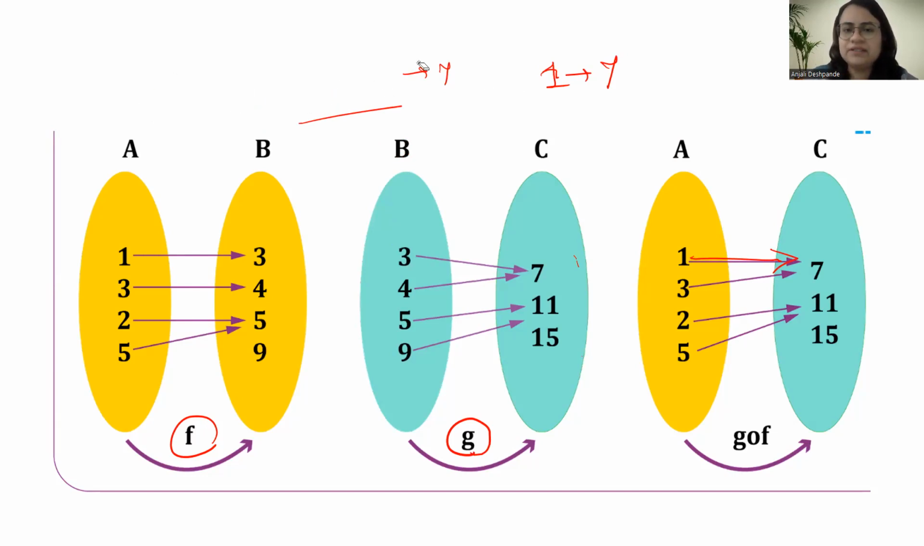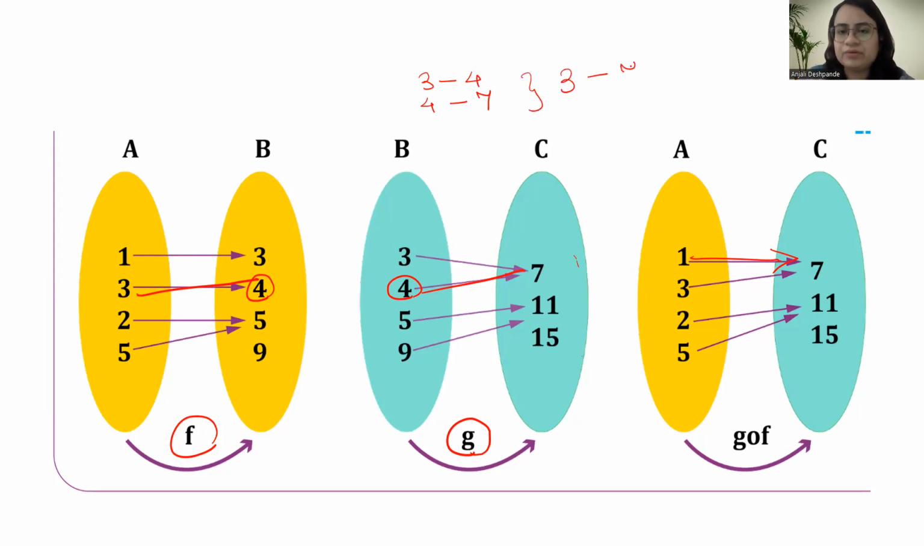Again, I will see the next mapping. Here, 3 is mapped to 4. Now I'll see to which element this 4 is mapped. 4 is mapped to 7. So 3 is mapped to 4, 4 is mapped to 7, and I will get 3 is mapped to 7 in the composition. Similarly, 2 is mapped to 5, 5 is mapped to 11, so 2 is mapped to 11. Likewise, you find the composition.